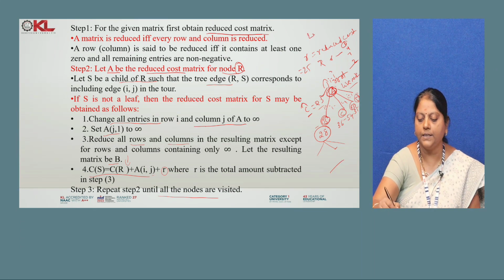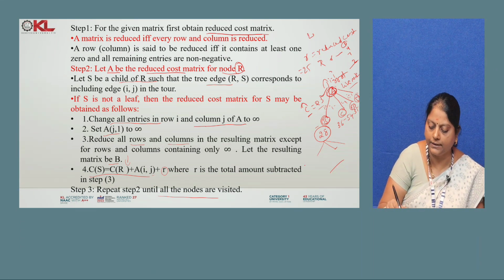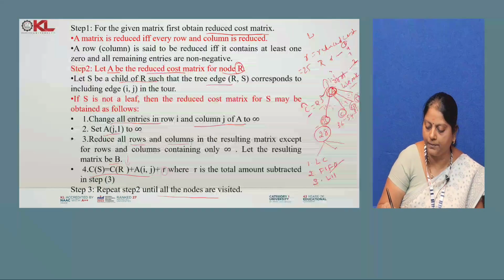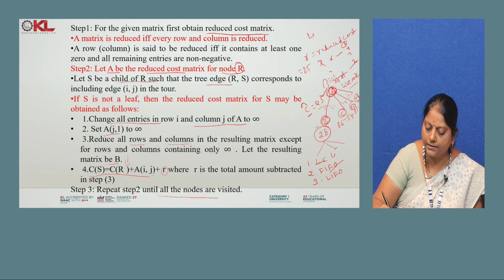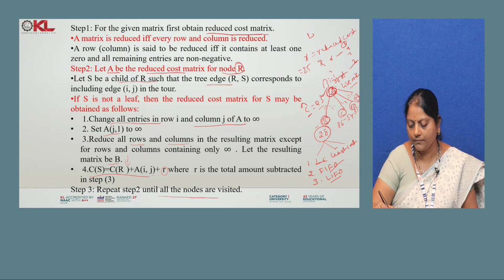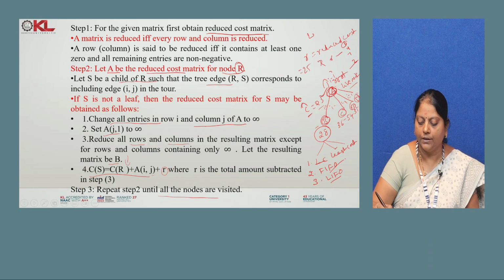In branch and bound there are three techniques. One is LC, second one is FIFO BB and third one is LIFO BB. LC means least cost approach, FIFO means first in first out order, and LIFO means last in first out order. So these are the three techniques that can be used in branch and bound. For this scenario we are applying the least cost approach.